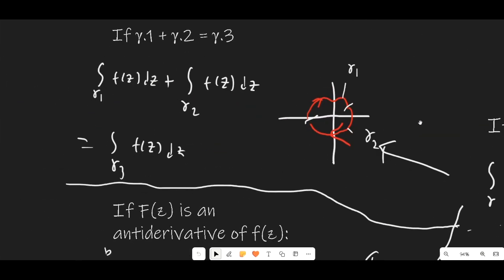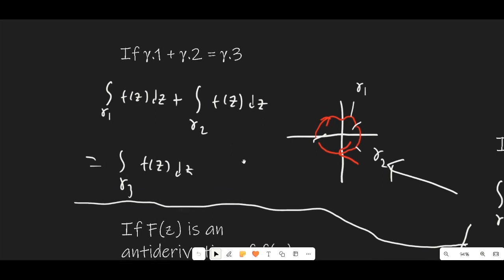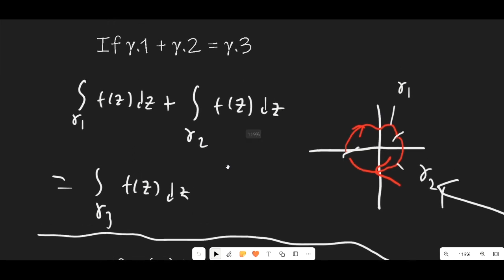So one thing that this does mean is, first of all, if we have multiple curves which add up to become a third curve, in this example we have this curve gamma 1, which is on top, and another curve gamma 2, which is on the bottom. You can see that if we add these curves together, we make a third curve that starts from this point, goes all the way around, and then ends right here. And so if we call that gamma 3, then the integral of f of z dz over gamma 1 plus the integral of f of z dz over gamma 2 equals the integral of f of z dz over gamma 3, which is pretty straightforward.